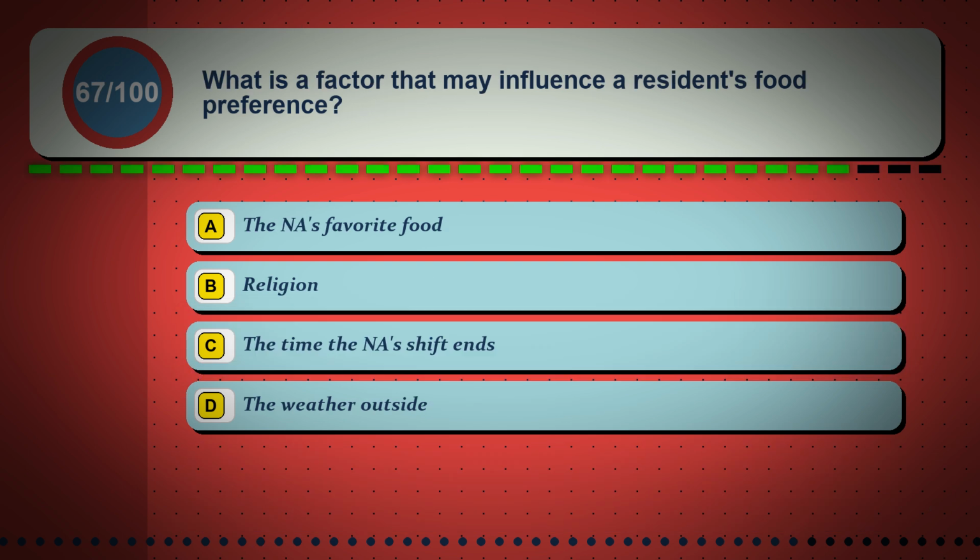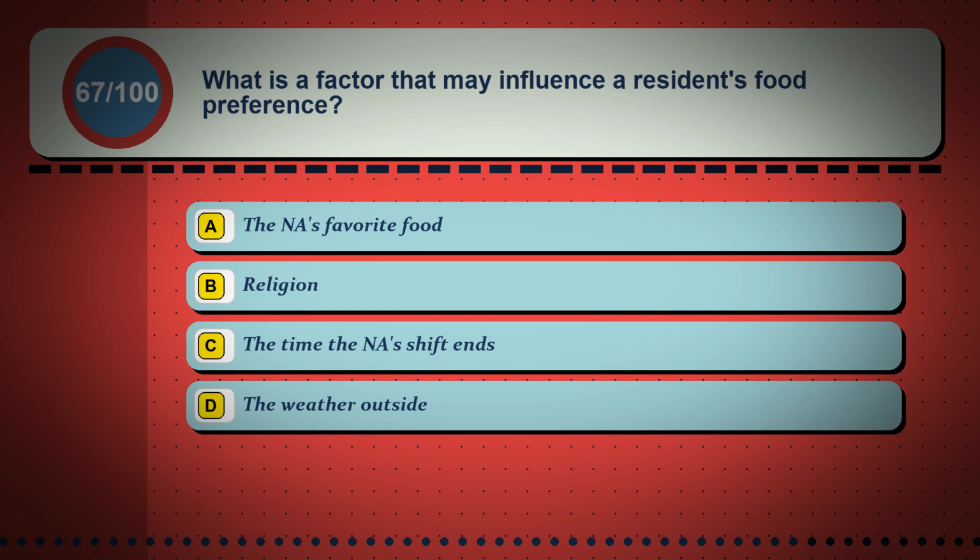Question 67. What is a factor that may influence a resident's food preference? Option A, the NA's favorite food. Option B, religion. Option C, the time the NA's shift ends. Option D, the weather outside.